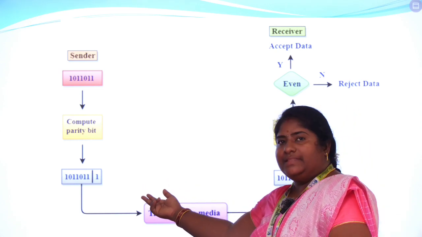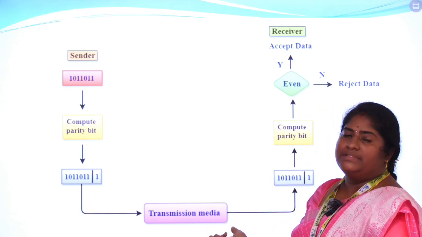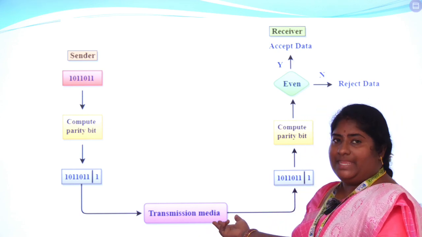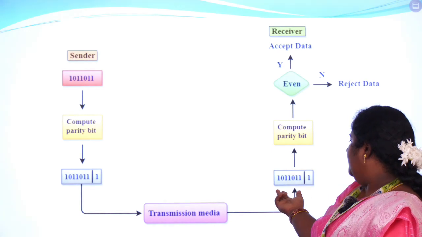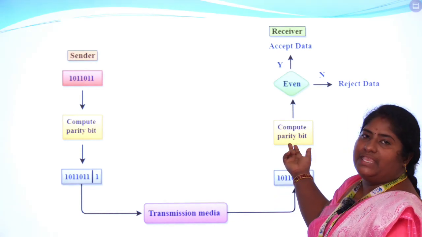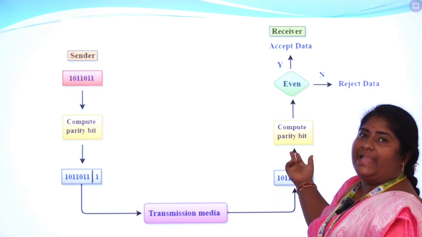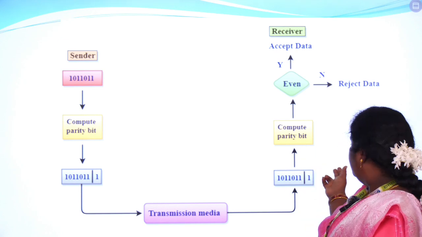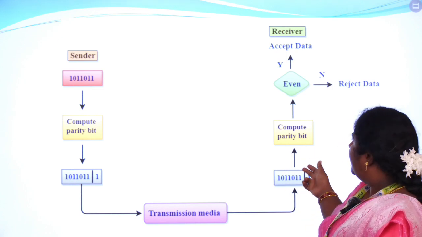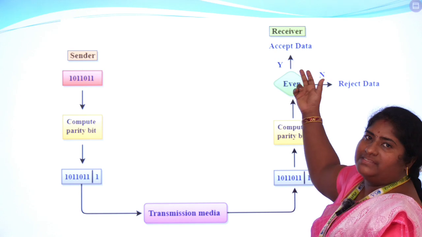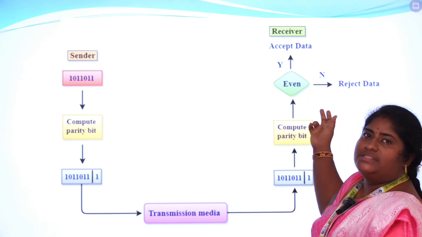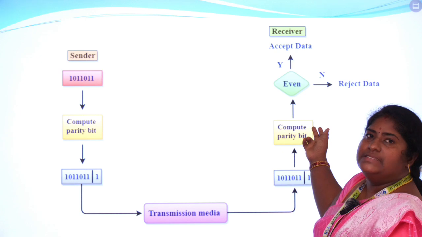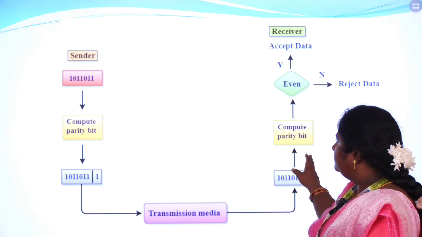So after adding the parity bit, we are going to transmit the data. This data is transmitted to the receiver, and the receiver will again check with the parity value, whether it matches with the parity bit. If it matches, then the receiver will accept the data. If it does not match, it rejects the data. So this is the working methodology of a single parity bit.